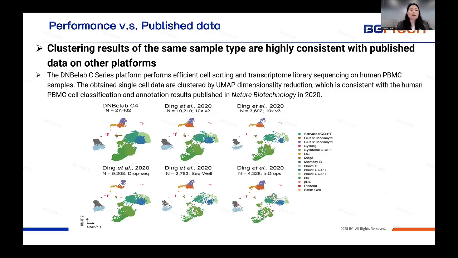Also, we have compared our data with some published data. The DNBelab C platform can efficiently sort the human PBMC samples and sequence the transcriptome library. The resulting single cell data were clustered using UMAP dimensionality reduction, and the results were consistent with the human PBMC cell classification and annotation result published in Nature Biotechnology in 2020.